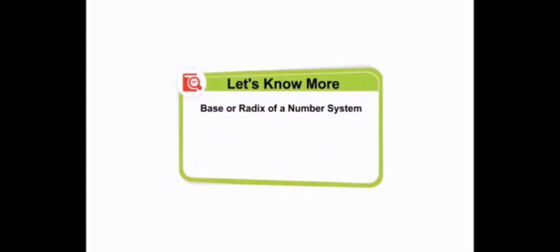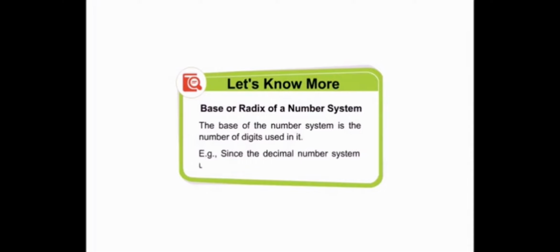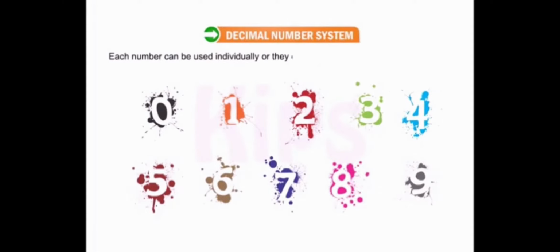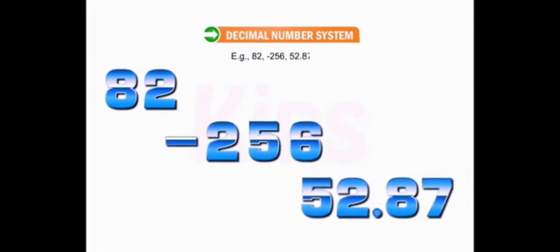Okay, let us quickly learn about the base or radix. The base of the number system is the number of digits used in it. For example, since the decimal number system uses 10 digits, its base is 10. Each number can be used individually or they can be grouped to form a numeric value. Example: 82, -256, 52.87, etc.